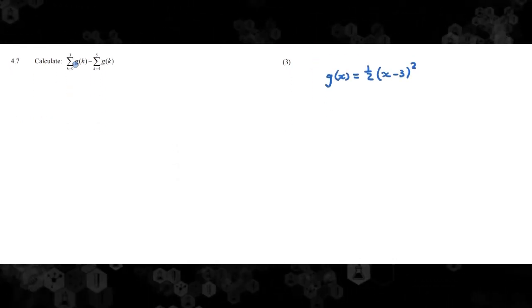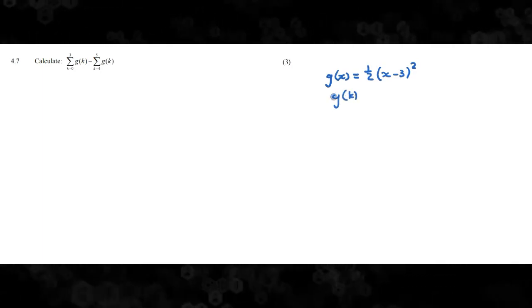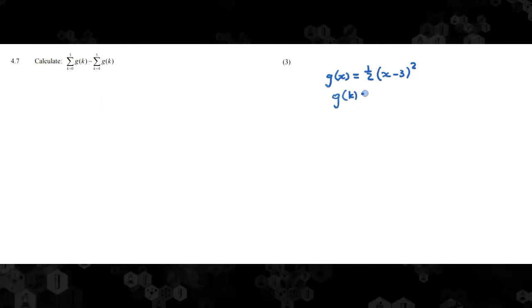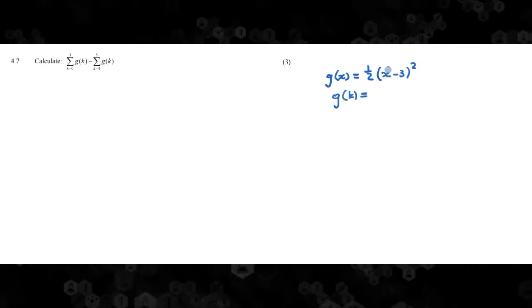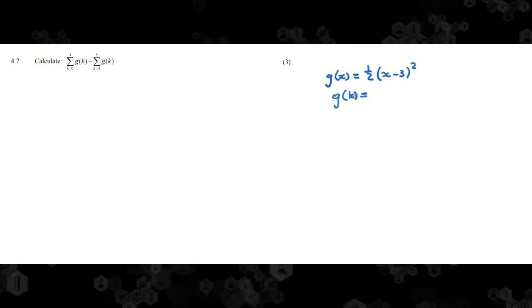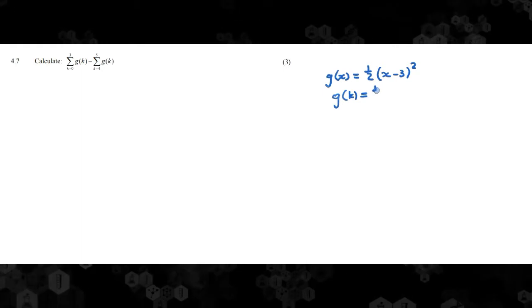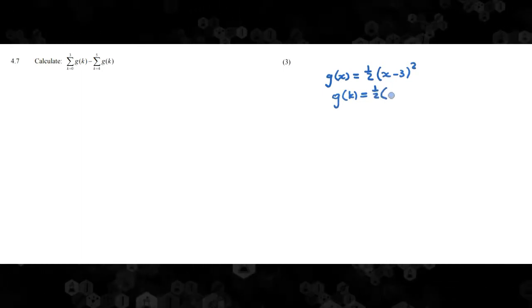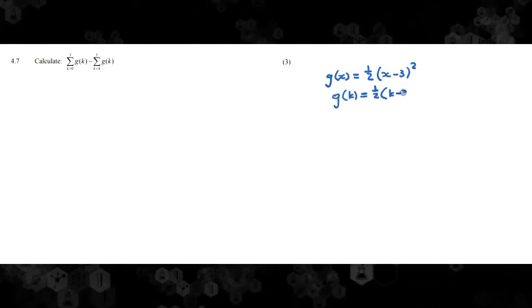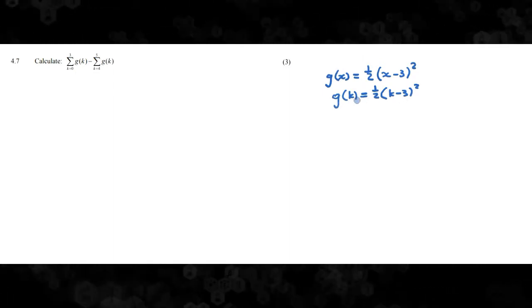Now here, we are looking for g of k. What is g of k? Where we see x, I'm simply going to substitute k so that we can find g of k. This is going to be 1 over 2, and where there is x, we put k. Now this is the equation of g of k.